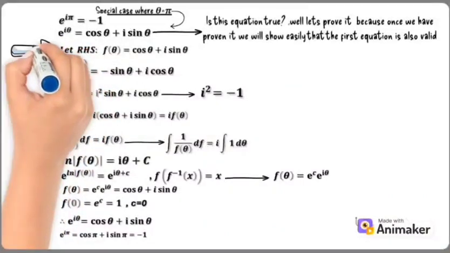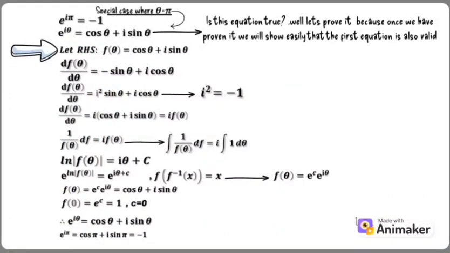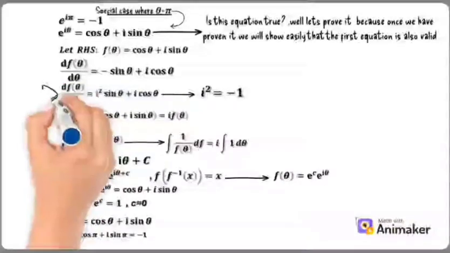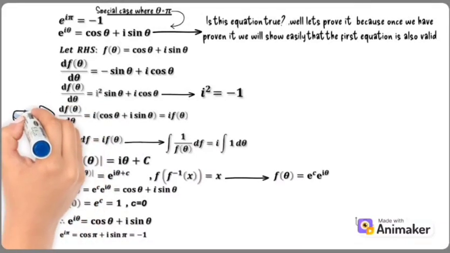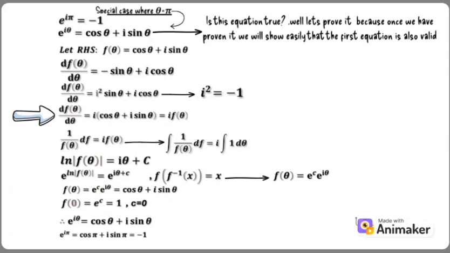To prove that this equation is true, let the right-hand side of this equation be f of theta equals cosine theta plus i times sine theta. Next, we find the first derivative of f of theta. The derivative of f with respect to theta equals negative sine theta plus i times cosine theta. By replacing -1 in the derivative by i squared, since i squared is equal to -1, we get the derivative of f with respect to theta to be i squared times sine theta plus i times cosine theta. Factoring out i, we rewrite the equation. The derivative of f with respect to theta equals i multiplied by cosine theta plus i times sine theta, which equals i times f of theta. This shows a critical property: the derivative of f of theta is proportional to itself, scaled by i.